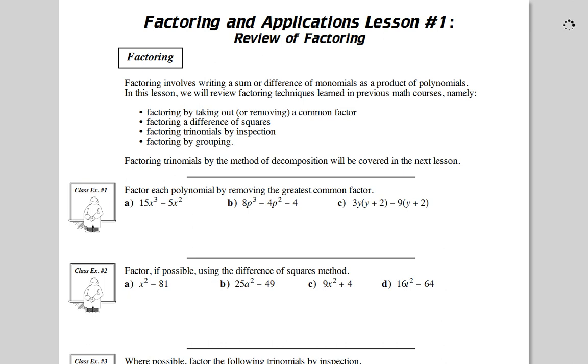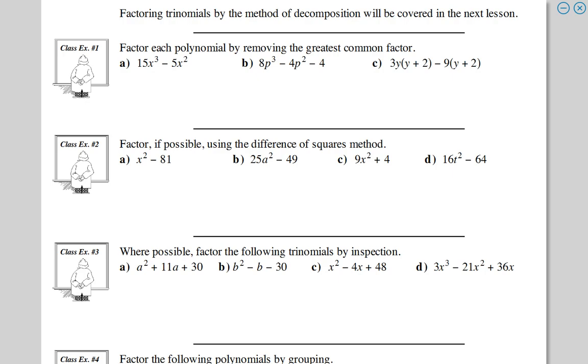Okay, so we're going to start off chapter 4 with factoring. Like I said before, class example 1 is called GCF factoring, and class example 2 looks like some difference of squares. So jot that down on the side. Hopefully you've already done that. We're going to put GCF right here, greatest common factor.